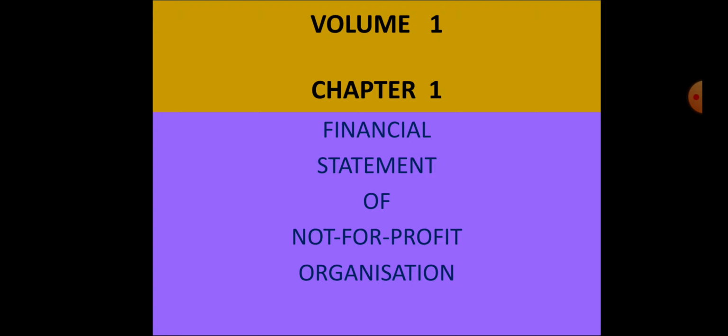Students, in our accountancy class, we were discussing chapter 1, financial statement of not for profit organization. In our previous class, we discussed the financial statement. Financial statement of not for profit organization consists of preparation of receipt and payment account, income and expenditure account, and balance sheet. We saw receipt and payment account, and we also discussed income and expenditure account. Today we will solve a problem related to income and expenditure account.